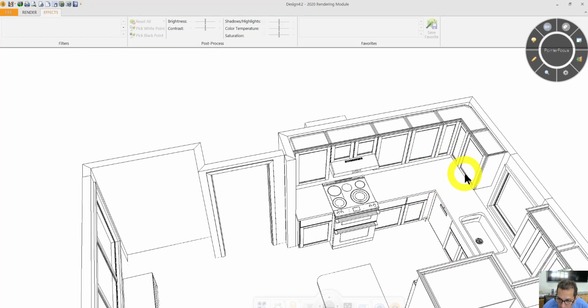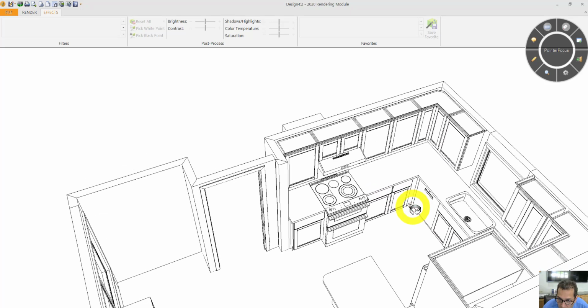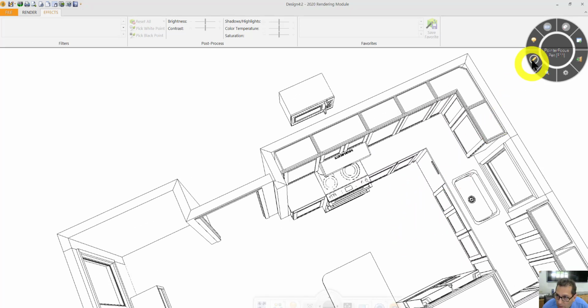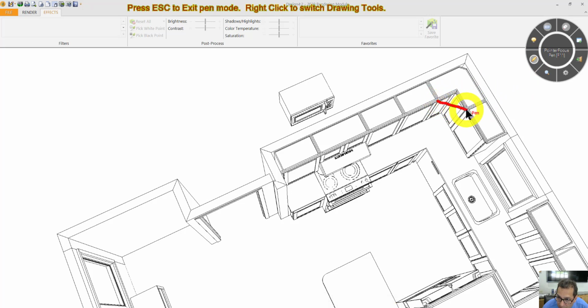You can see the various wall cabinets. Right now I have this wall cabinet at a 90-degree angle. I can also make this wall cabinet what they call a diagonal wall cabinet, and it's at a 45-degree angle. So you get a little more storage out of it.